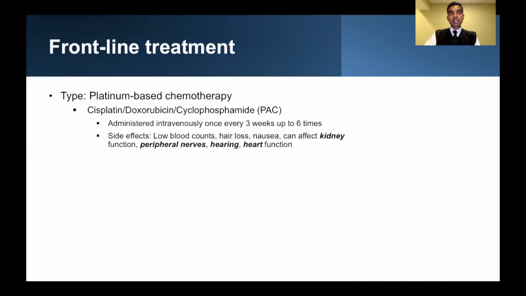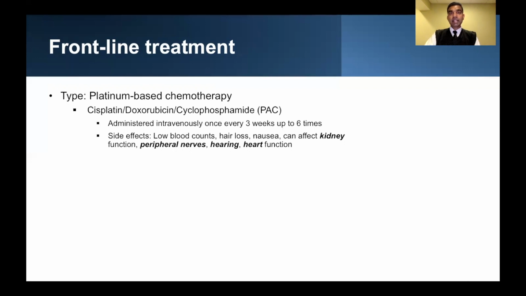The common regimens are a combination of cisplatin, doxorubicin, and cyclophosphamide, known as the PAC regimen. This is administered intravenously over 3 weeks, up to 6 times. It could be done over a single day or in an infusional form over a few days. The side effects of chemotherapy include low blood counts, hair loss, nausea, vomiting, diarrhea, fatigue, and loss of appetite.